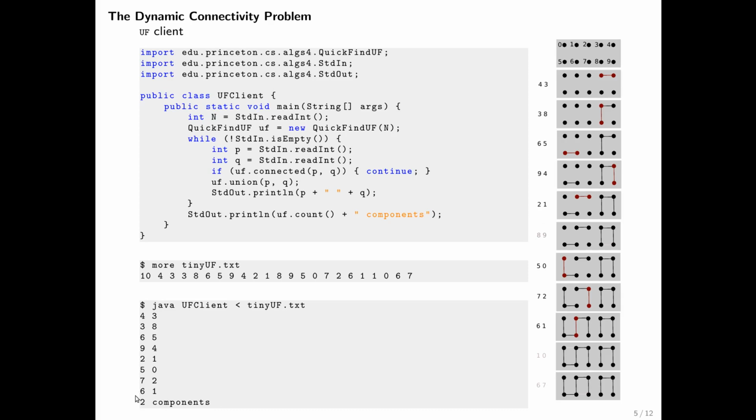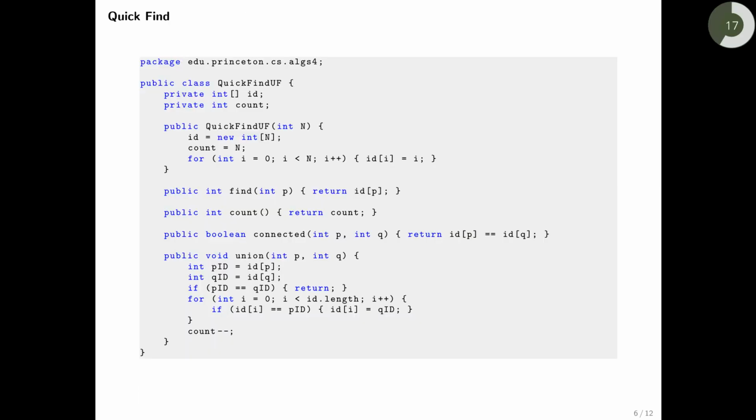And then finally the program prints the fact that there are two components after all the input pairs are processed, and that's correct. This is one component or island, and this is the other component or island. All right? Okay, so that's a very simple client of the union find data structure. Now what we're going to do is talk about different implementations of the union find API, and we're going to start with the implementation that's called QuickFindUF.